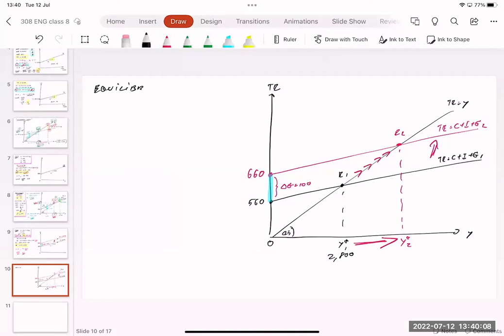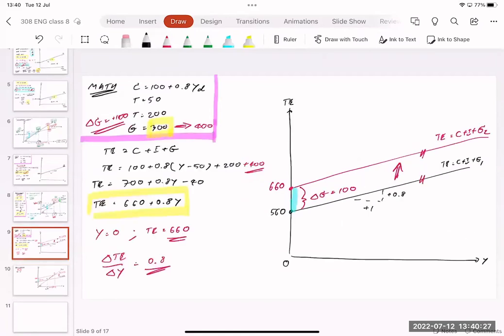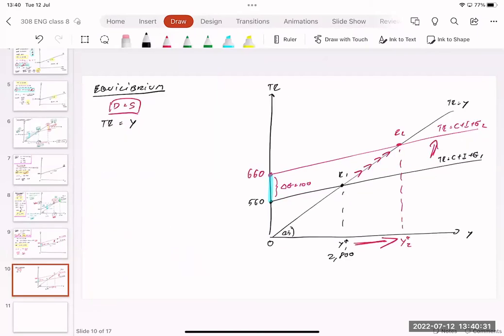Equilibrium point. Again, the equilibrium point comes from the point where demand equals supply. Demand is total expenditure. Supply is Y as a total output. So I'm going to put the new total expenditure equation down. TE equal to 660 plus 0.8Y. Put it down: 660 plus 0.8Y equal to Y.